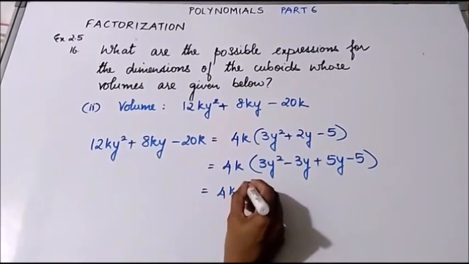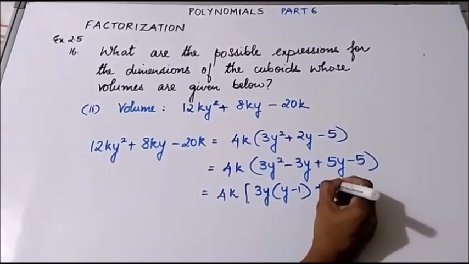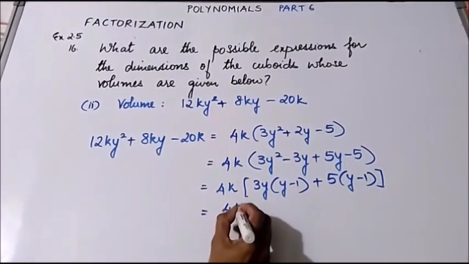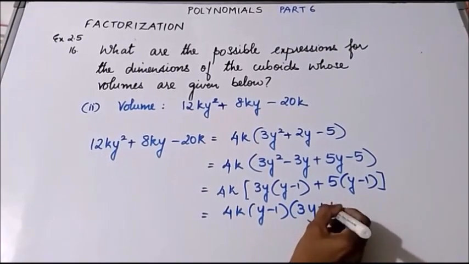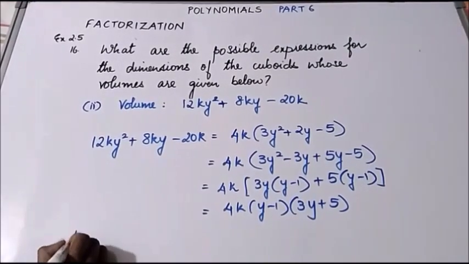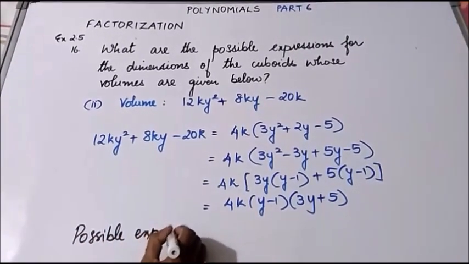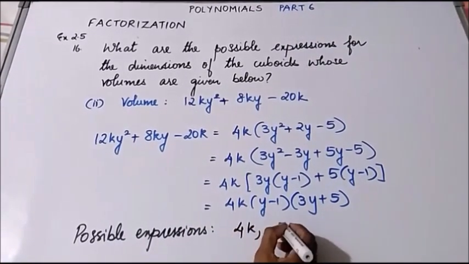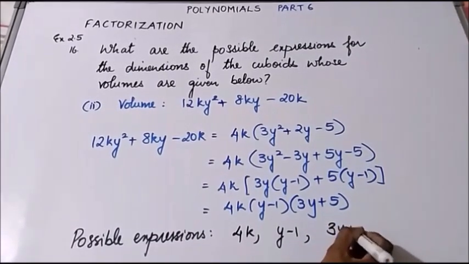That is equal to 4k. What's common here? 3y is common. We get here y minus 1. Here common is 5. We get here y minus 1. So will come 4k into y minus 1, 3y plus 5. So one of the possible expressions for the dimensions may be we could take 4k as the length, y minus 1 as the breadth, and 3y plus 5 as the height.